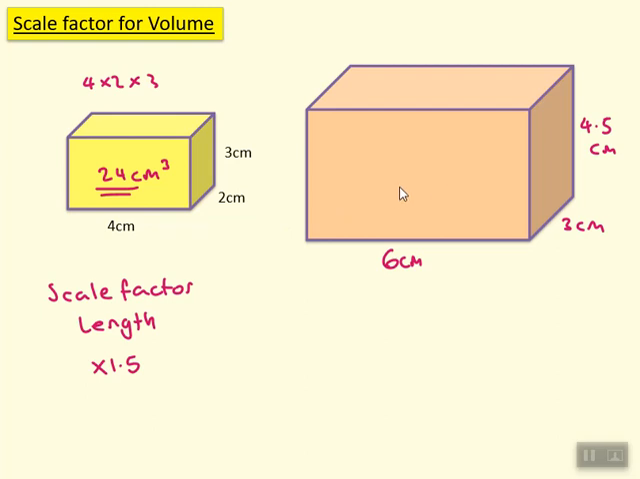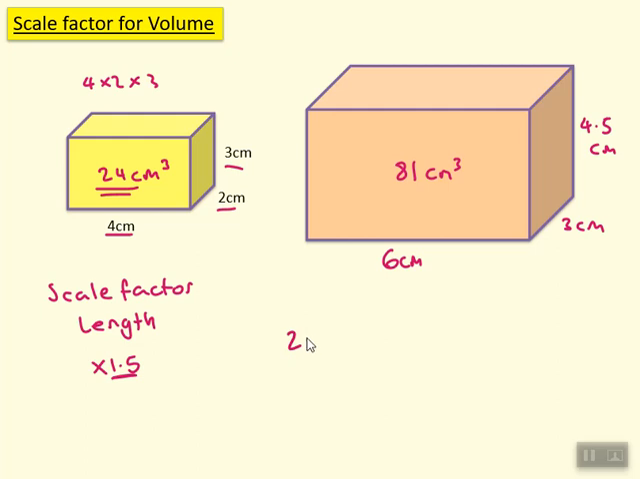Now let's see what the volume of the large one is. So you have to do 6 times 3 times 4.5. And that is 81 centimeters cubed. Now, what's happened to the volume then? So all the lengths, all the edges were multiplied by 1.5. What's happened to the volume?